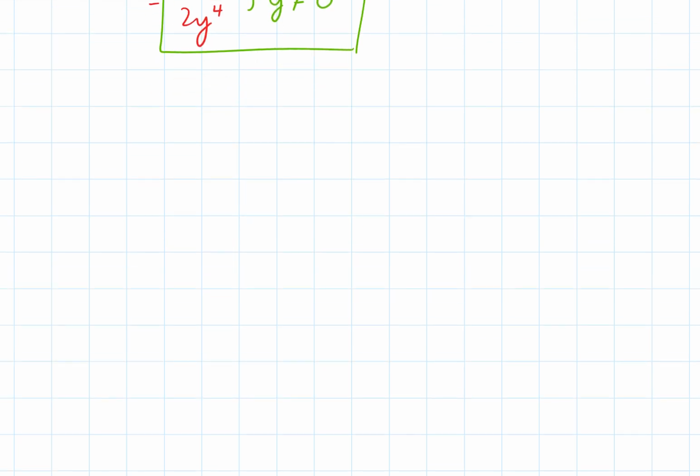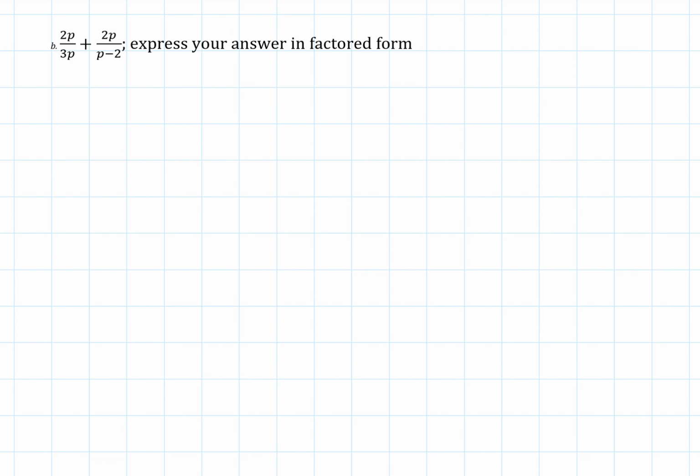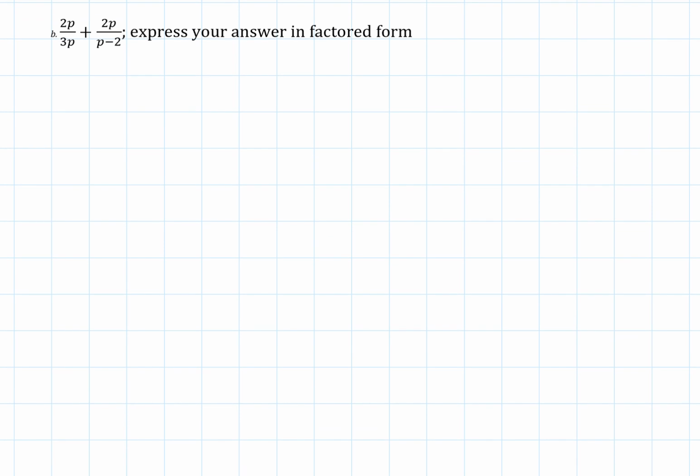Okay, let's take a look at example 2. Now, to add or subtract fractions, I need a common denominator. So let's work on that first. 3p is just 3 times p. So I'll need both of those things. And p minus 2, that's already factored because it's a linear factor. So I'll need the 3, the p, and the p minus 2 in my least common denominator.